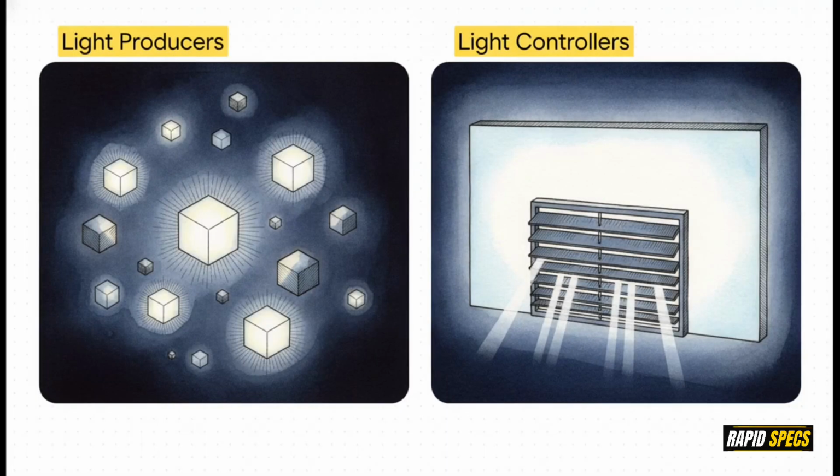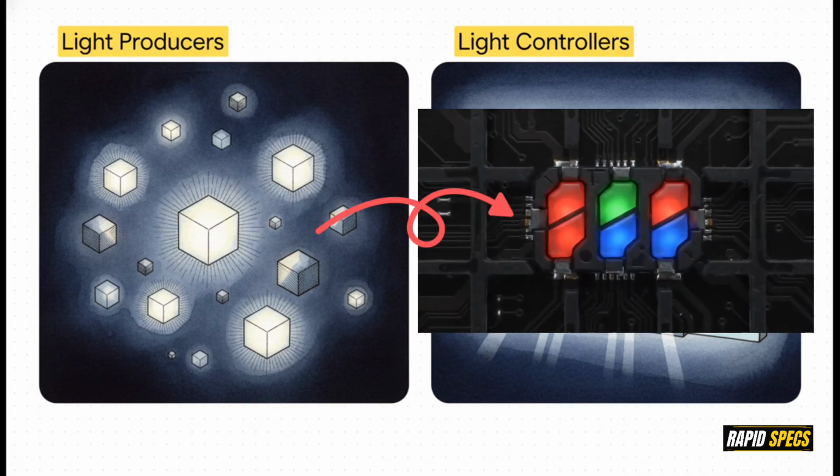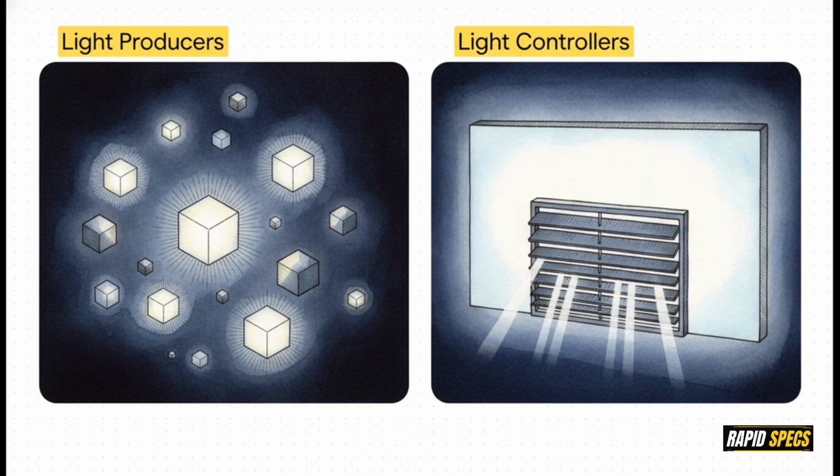Okay, let's dive right into this. The entire landscape of display tech basically splits into two fundamental camps: light producers and light controllers. Light producers are displays where every single pixel literally generates its own glowing light. On the flip side, we have light controllers. These panels don't create any light of their own. Instead, they rely on a giant, always-on backlight, and the pixels just act like tiny, microscopic window blinds, opening and closing to let that light pass through.